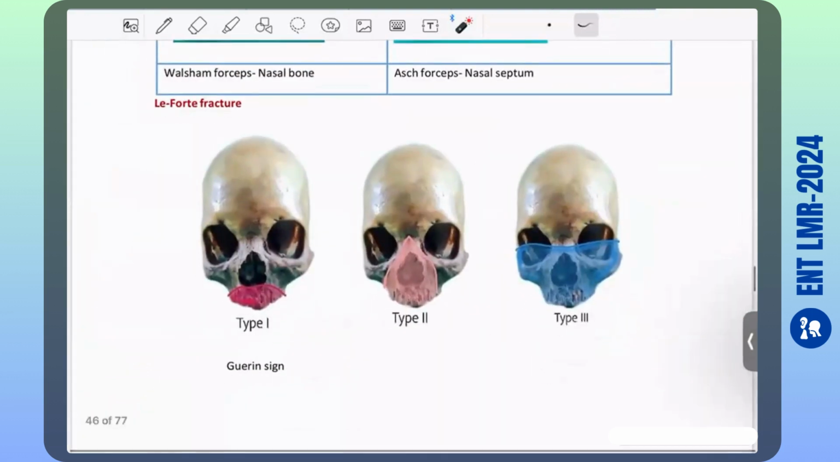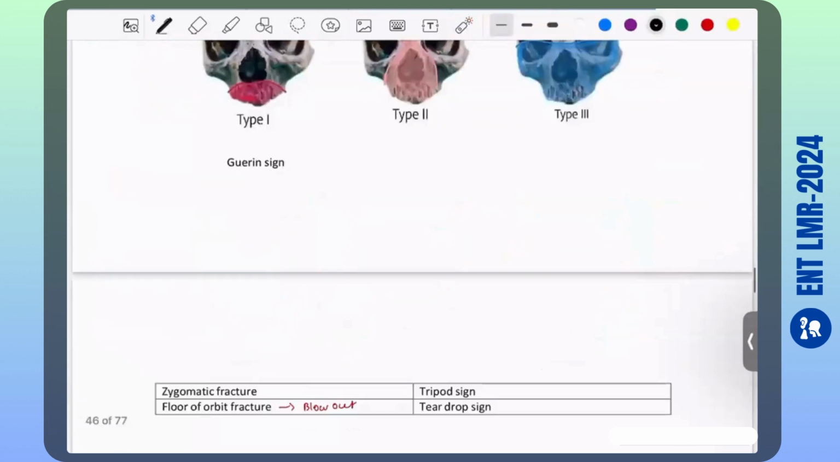Le Fort fracture. Facial polytrauma can be divided into 3 types of Le Fort fracture: type 1, type 2, and type 3. Type 1, horizontal fracture segment just below the nose. Type 2, a pyramidal fracture segment involving the nasal bridge. Type 3, craniofacial disjunction, even the skull base getting affected. Okay. Craniofacial disjunction.